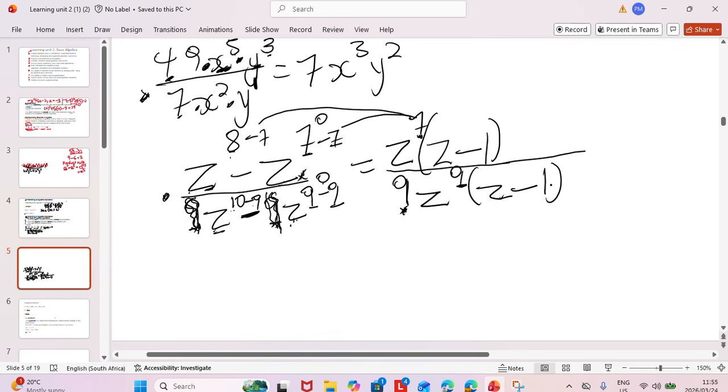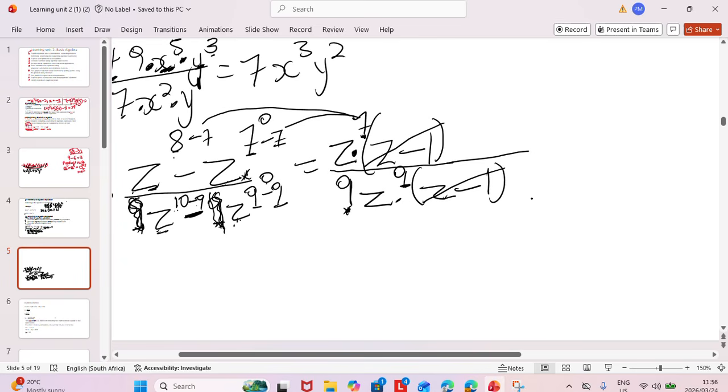So what do we do? We'll cancel these 2. Why? Because you have a multiplication sign, and whatever you have inside the brackets is the same. You cancel. It means now you are only left with z to the power of 7 divided by 9z to the power of 9. You need to simplify further.